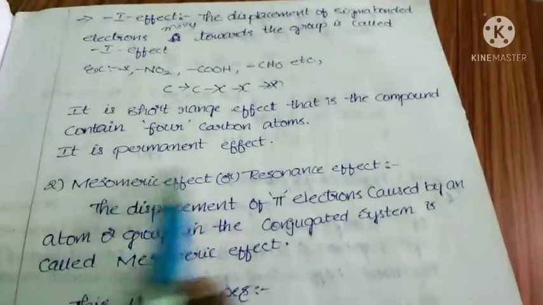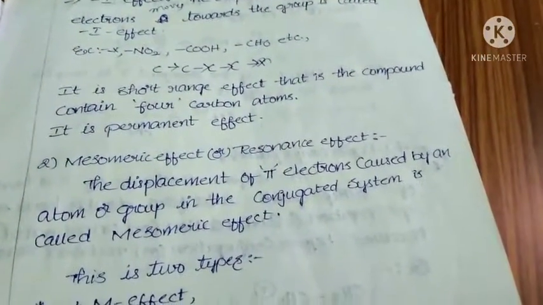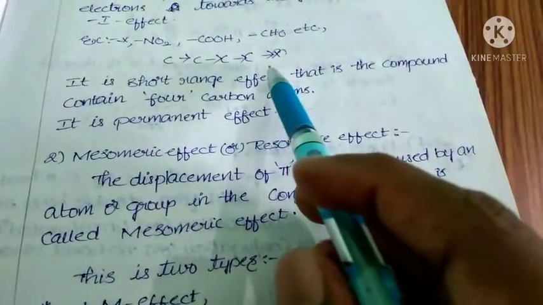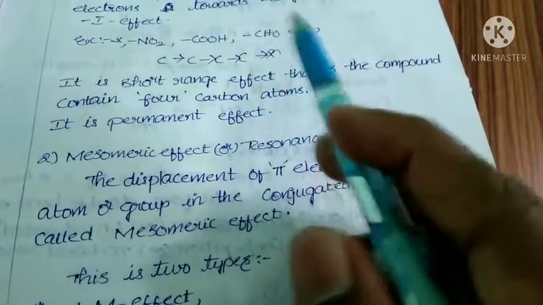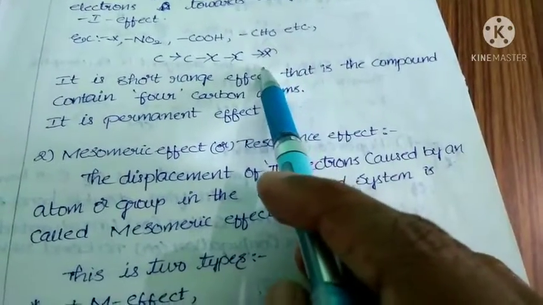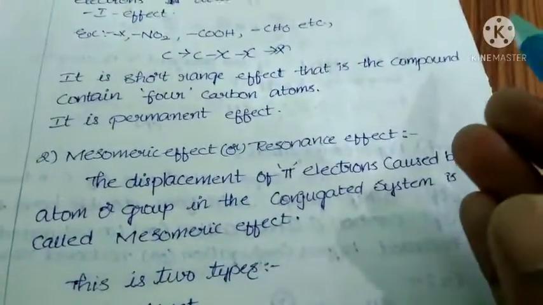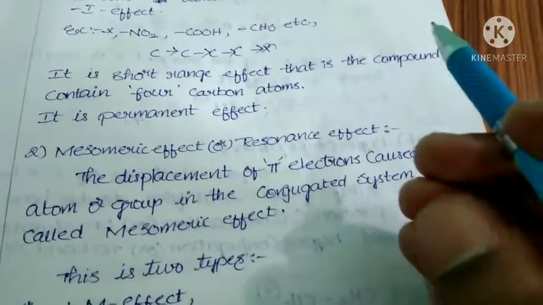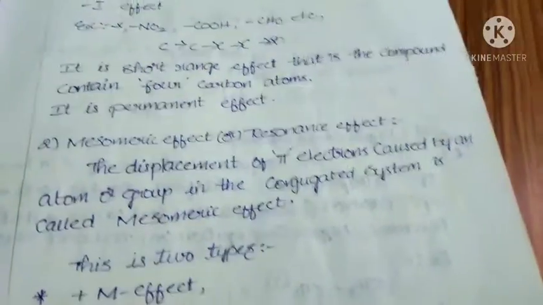Next, it is a permanent effect. Permanent effect means if an electron donating group or electron withdrawing group is present, then they donate electrons or withdraw electrons continuously. That is the meaning of that point.